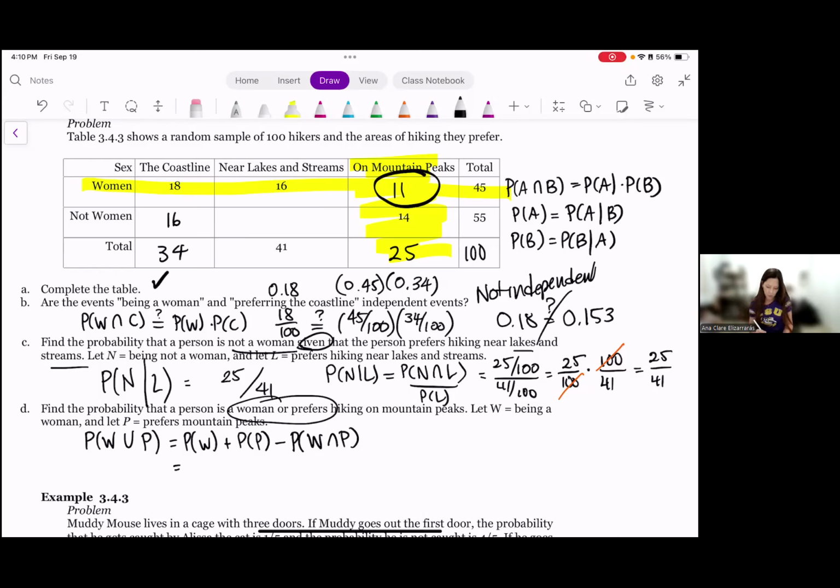The probability of being a woman was 45 out of 100. The probability of preferring mountain peaks was 25 out of 100. And the probability of being a woman who prefers mountain peaks is 11 out of 100, because that 11 was included in the 45 and it was also included in the 25. So 45 plus 25 minus 11 gives me 59 out of 100. So the probability of being a woman or preferring mountain peaks was 59 out of 100.